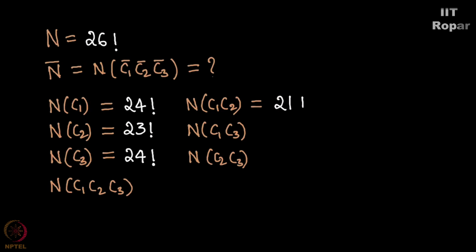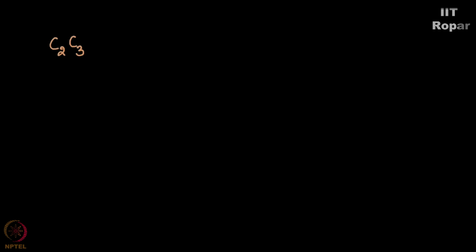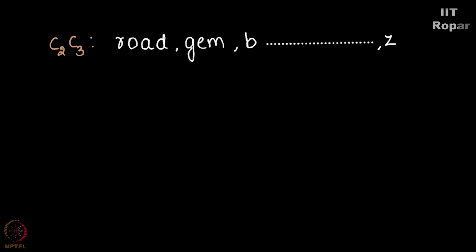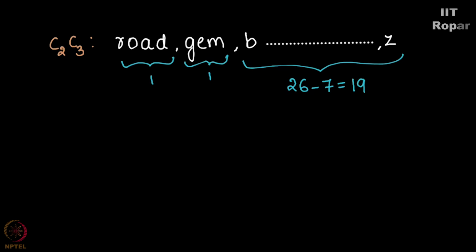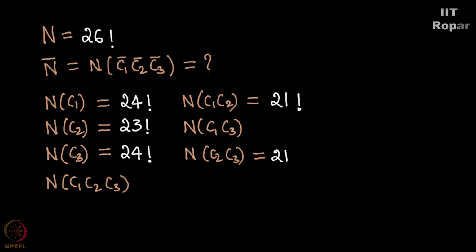Now, C2 C3 will be those permutations which contain road as well as gem. Again, it is 7 letters of them. 26 minus 7, which is 19, plus 2 of these as individual units, and we get 21 factorial. So in 21 factorial ways, you can arrange the words which contain these strings road and gem.